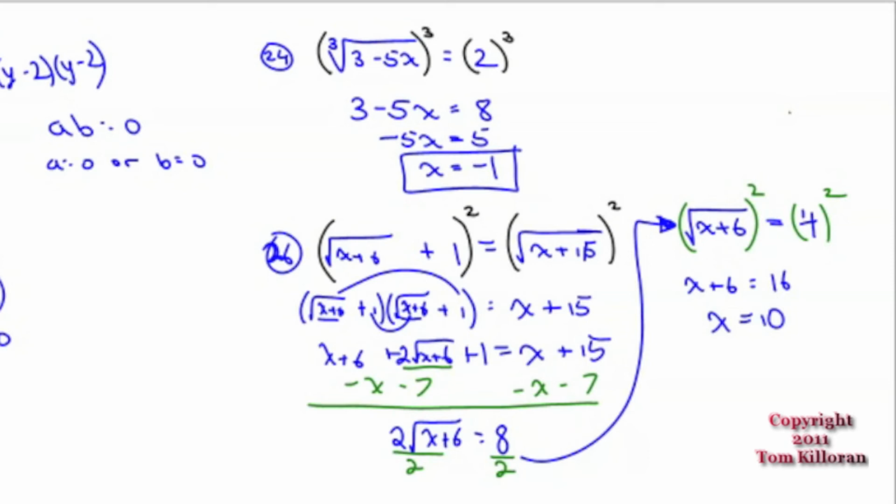10 plus 6? 16. Square root of 16? 4. 4 plus 1? 5. 10 plus 15? 25. Square root of 25? 5. And it works. So this is a perfectly fine answer. But you have to be careful when you're double squaring. You might be forcing negatives to become positives when they really shouldn't be. If the answer doesn't work, you put a little circle with a line through it.